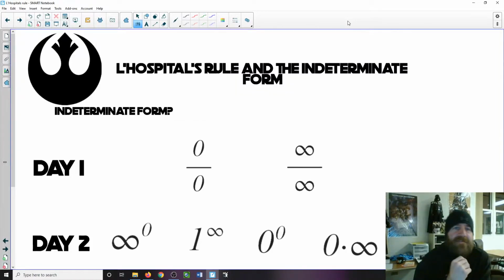Alright, what we're looking at in this video is how to apply L'Hopital's rule for indeterminate forms. L'Hopital's rule deals with limits of functions, and what we're going to focus on in this video are when we take a limit and we get 0 over 0 or infinity over infinity. These are the two main indeterminates. Can't tell what the values are, so we have to do something special, and that's going to be L'Hopital's rule.